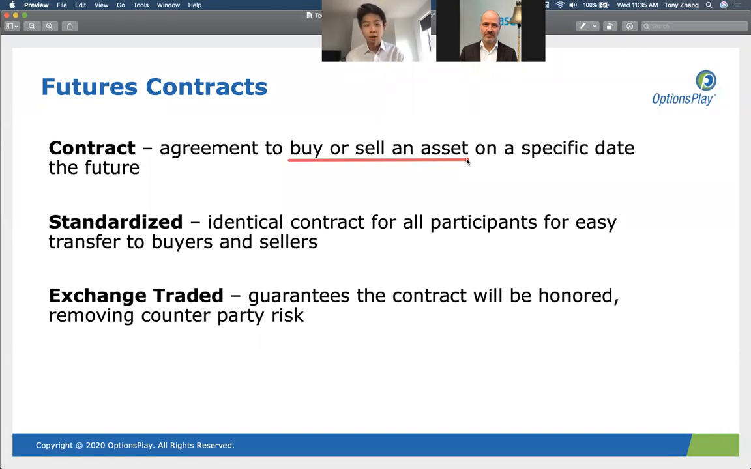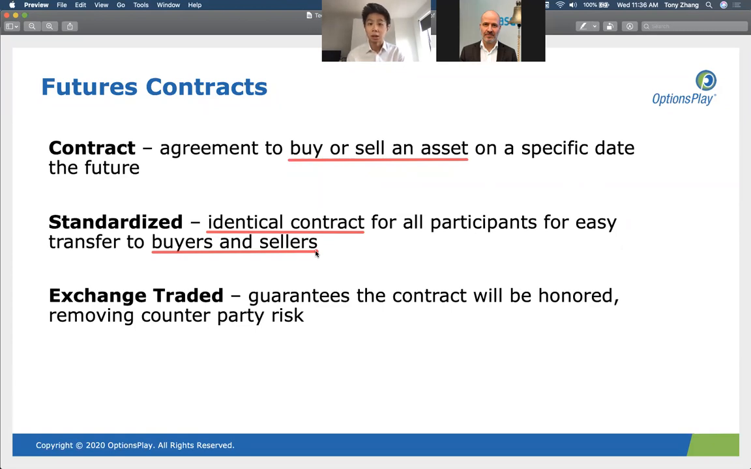When you're trading a futures contract, there's no specific price that you're necessarily buying or selling the future at. You're just simply agreeing to buy or sell that asset sometime in the future on the expiration date. Now, these contracts are all standardized, meaning when you have identical contracts, this makes it easy for any participant in the market to buy and sell and transfer the contract however you'd wish.